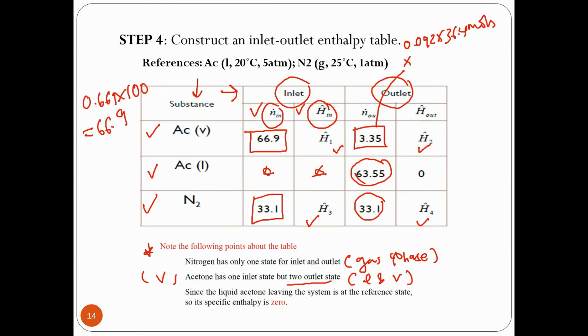Why do we assume this to be 0? Because we made the reference state for the acetone. We take the acetone as liquid at 20 degrees Celsius and 5 atm as the reference state. So we state the specific enthalpy to be 0, because this is our reference state. That's why it's going to have a 0 value.